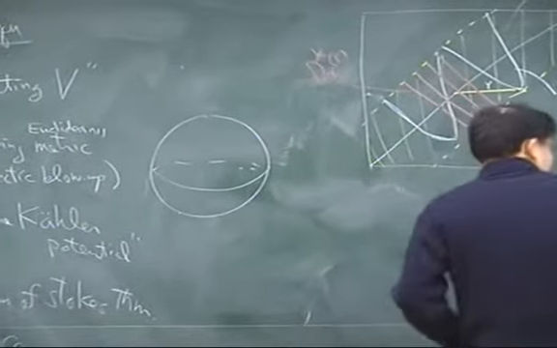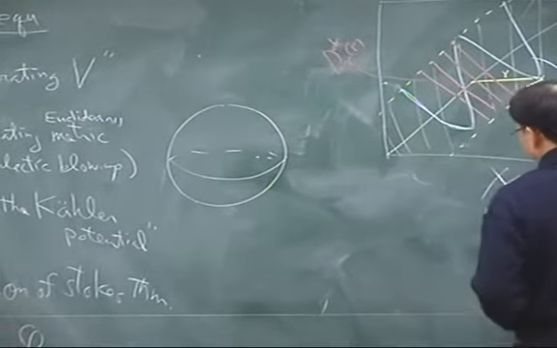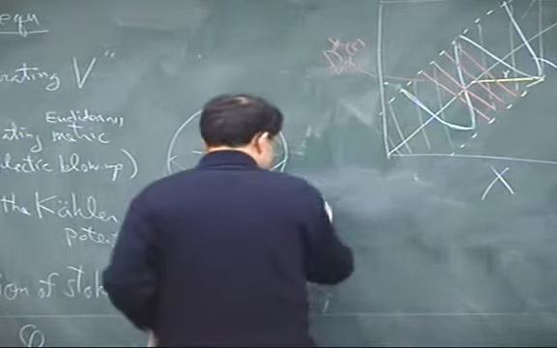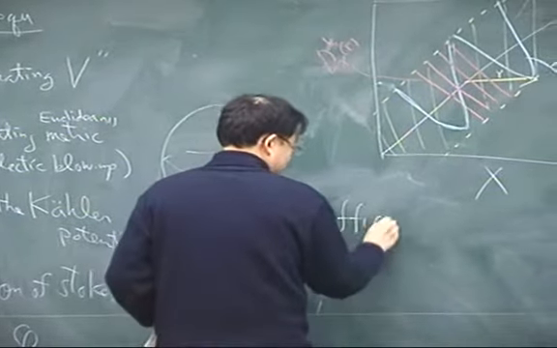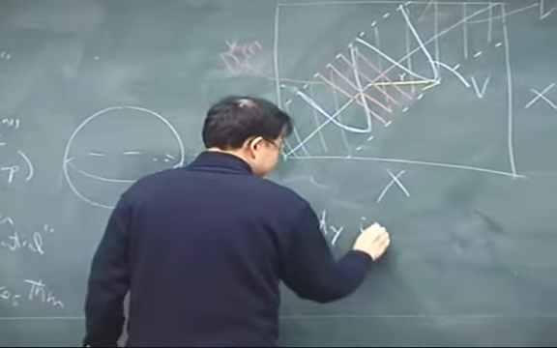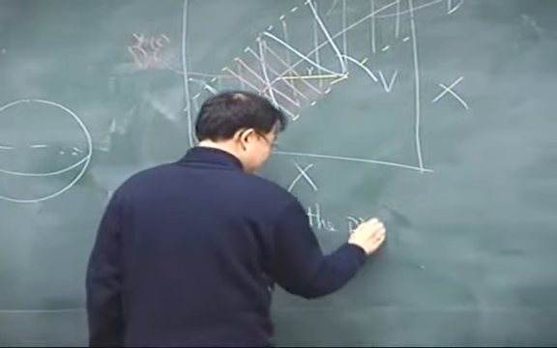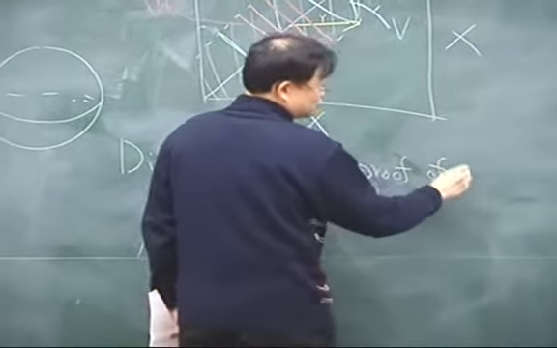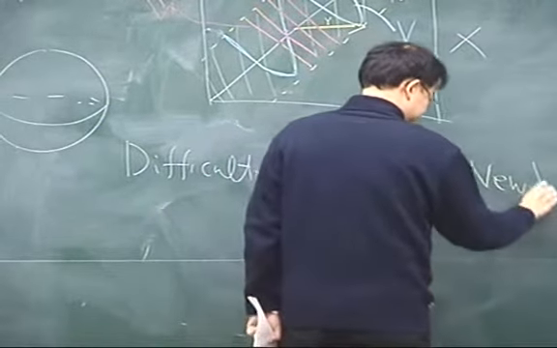Okay. Then what is the difficulty in our theorem? So the difficulty is in the proof of this new volume inequality.